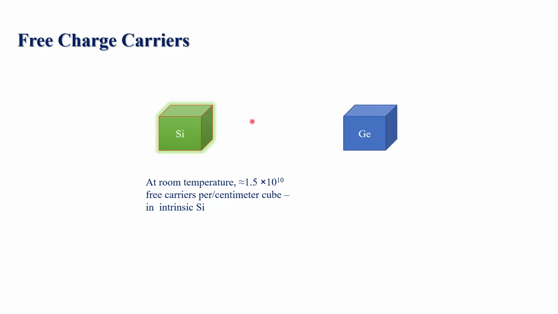take part in conduction. So at room temperature, there are about 1.5 times 10 to the power 10 free charge carriers per centimeter cube in the intrinsic form of silicon. Intrinsic means the pure form of silicon. This is a single crystal silicon piece of material. Okay, so let's say you have germanium, another piece of material, and per centimeter cube in intrinsic germanium at room temperature, you have about 2.5 times 10 to the power 13 free charge carriers.